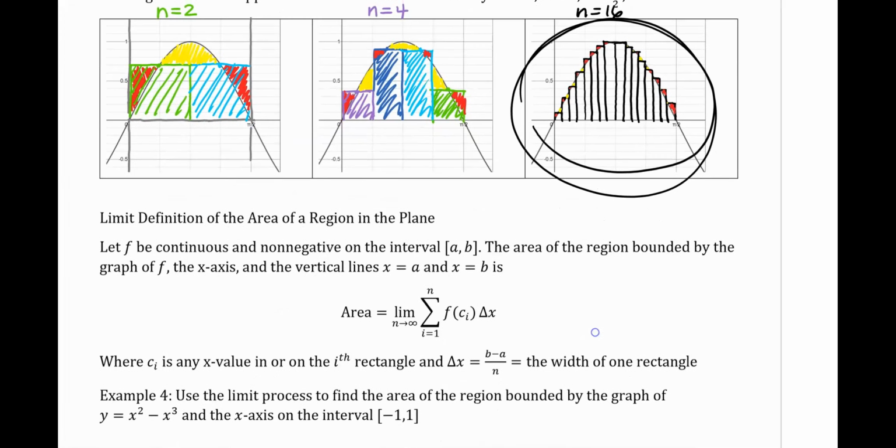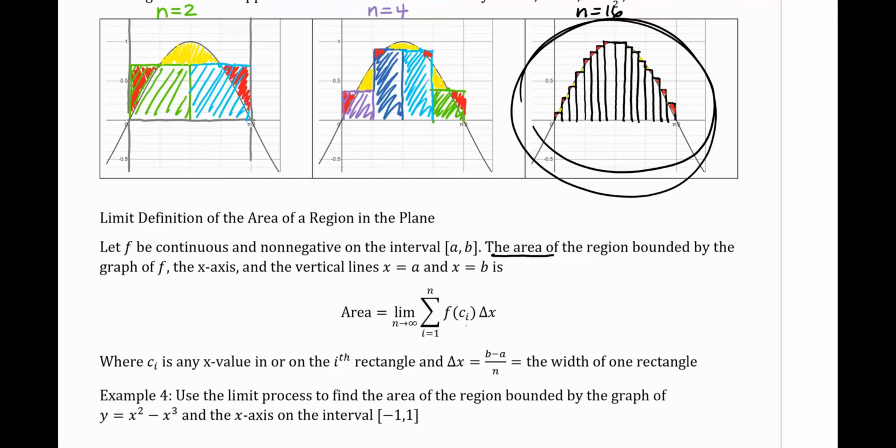So that takes us down here to the limit definition of area of a region in the plane. If we have a continuous function that is non-negative on some interval, so notice all the examples we've dealt with are on intervals where the function is above the x-axis, the area of the region bounded by the graph, the x-axis, and two vertical lines, not an approximation but the actual area, is equal to the limit as n approaches infinity of the sum from i equals 1 to n of f of ci multiplied by delta x.